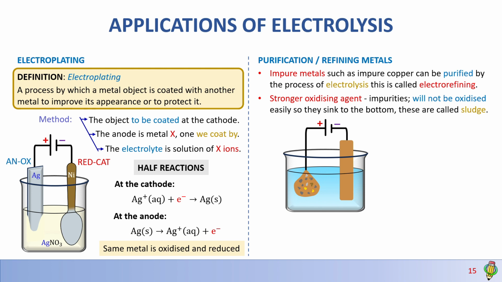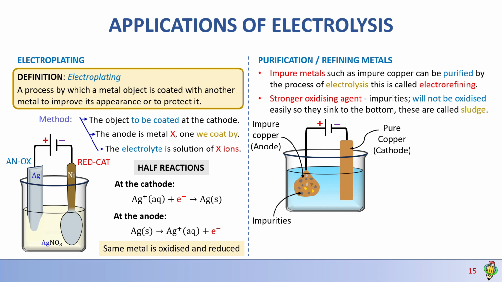We know this is an electrolytic cell because we see a battery connected. We can see a pure copper electrode which is connected to the negative terminal of the battery, and we call that a cathode. The impure copper, the one to be purified, is connected to the positive end of the battery and it's called an anode. We can see some impurities inside the impure copper, which may be dirt or some other metals.